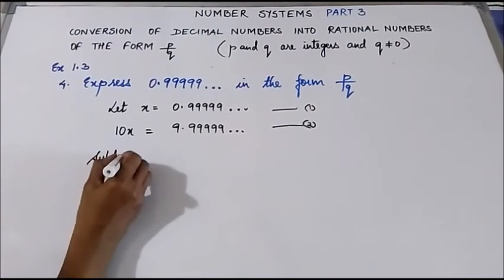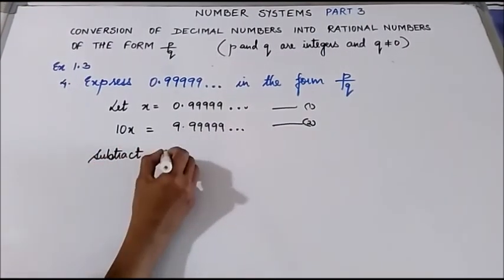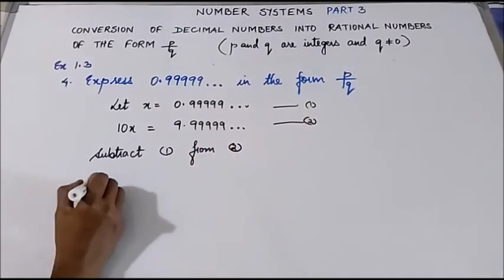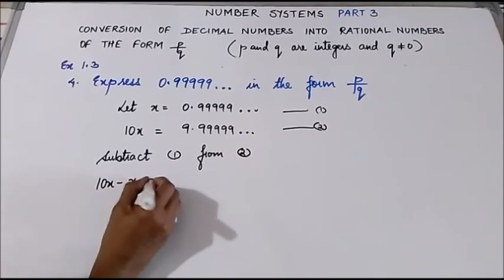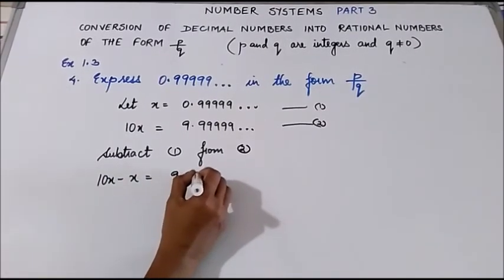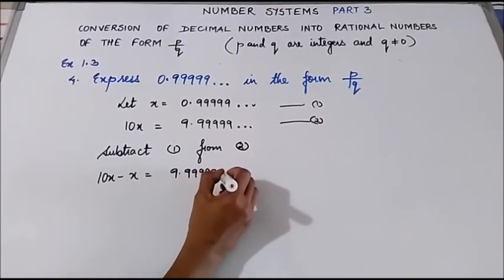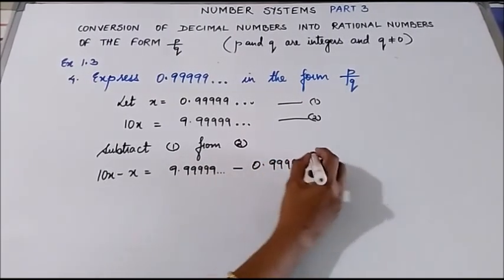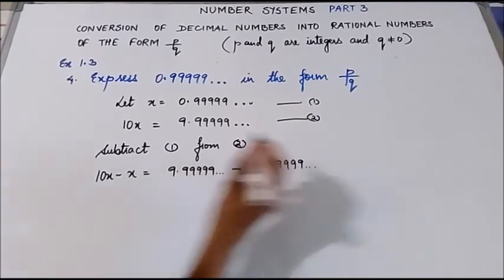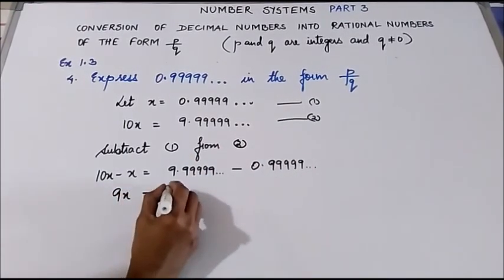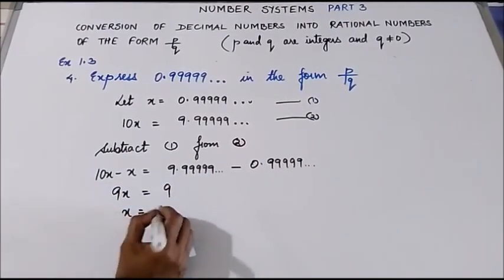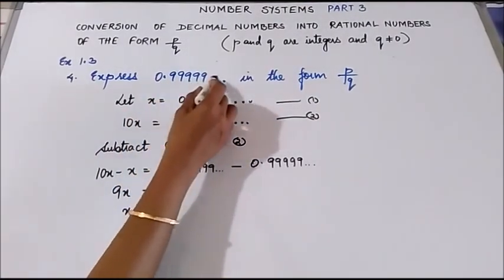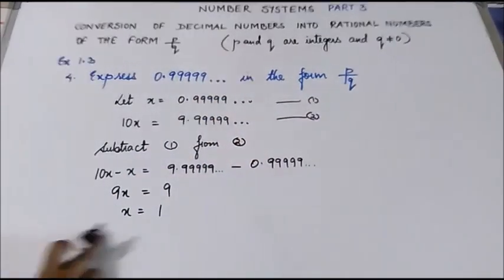Subtract 1 from 2. We get 10x minus x equal to 9.999 minus 0.999, so that gives us 9x equal to 9, x is equal to 1. Now why do we get 1? Because 0.99999 and so on tends to 1.